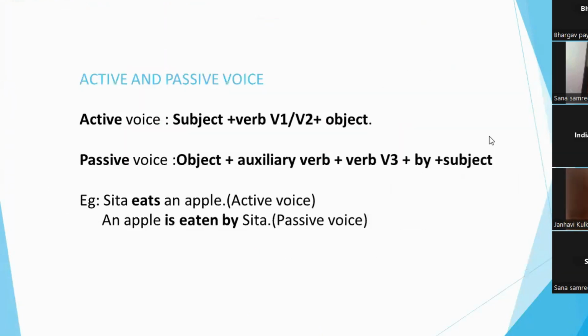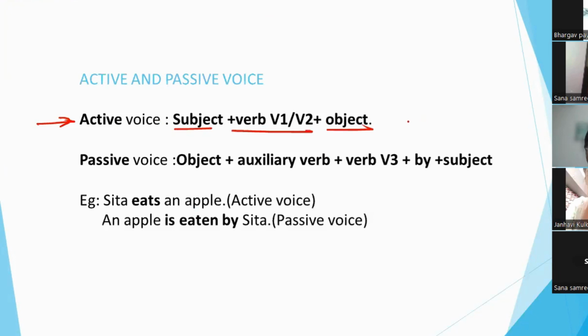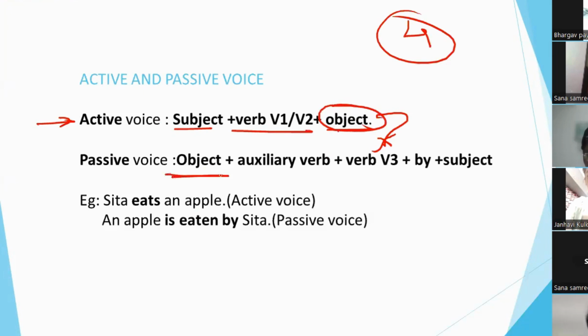If we go to the next slide, you'll understand it better. Suppose this is your sentence in the active voice. The structure of this sentence will be subject plus verb in the first or second form plus object, right? Understood? Now when you have to change that into the passive voice, you have to follow the 4 rules. The first rule says, put the object of active voice in place of subject of passive voice.